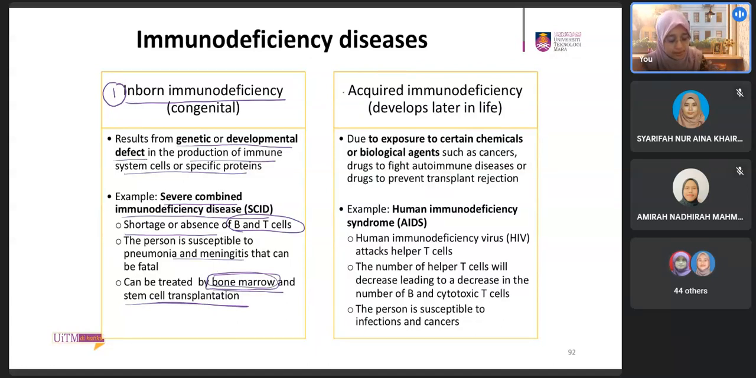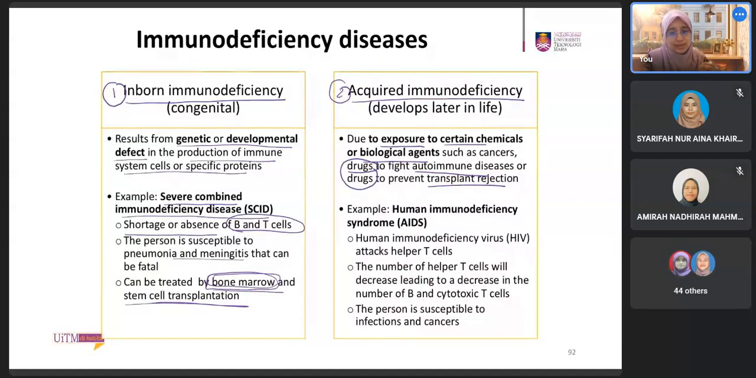And then the second type of disease that falls under immunodeficiency is acquired. Acquired immunodeficiency, you get the disease later on in life. It develops later in your life. So why? Because you are exposed to certain chemicals or biological agents such as cancers, drugs to fight autoimmune disease, or drugs to prevent transplant rejection. Ubat lah, medicine, drugs, initially is to fight autoimmune disease. Autoimmune disease, awak punya sistem pertahanan badan awak terlebih aktif pula.